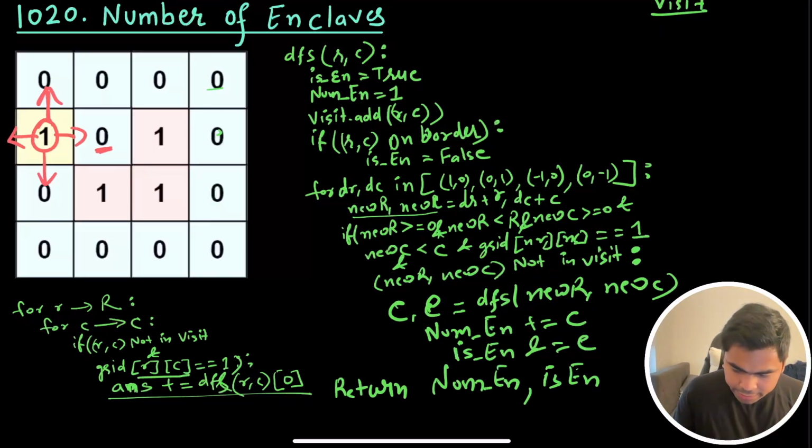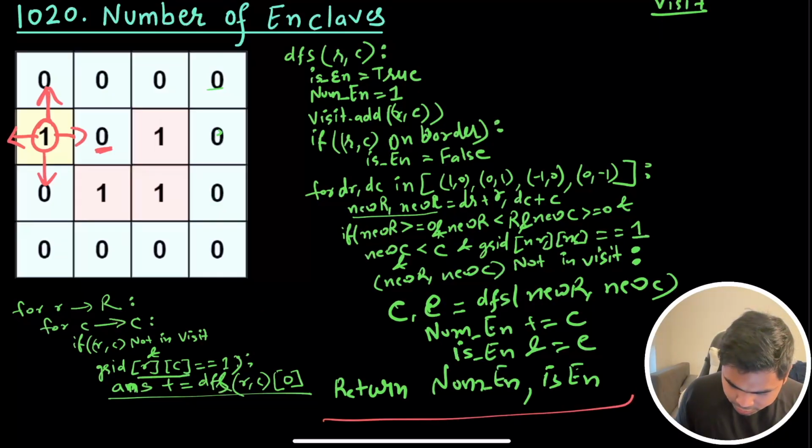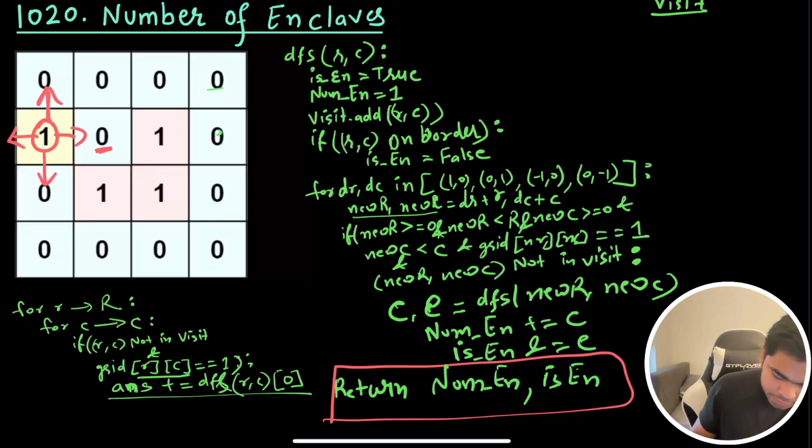And by the way, in the end we will be returning this thing. And here, if this first thing is on the first index, if this is true, only then we will add it to my answer, and finally I will return my answer.